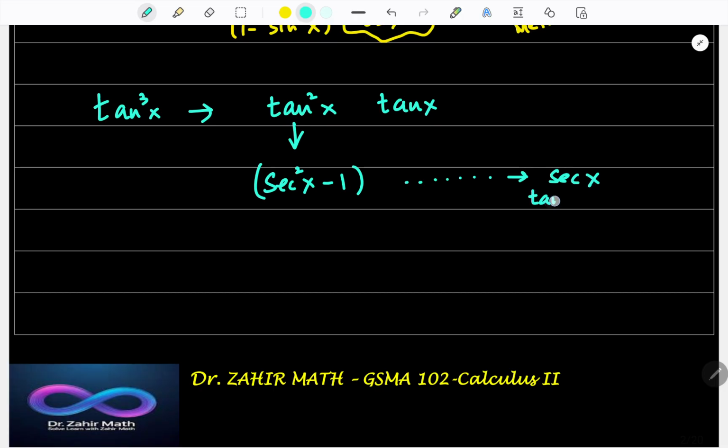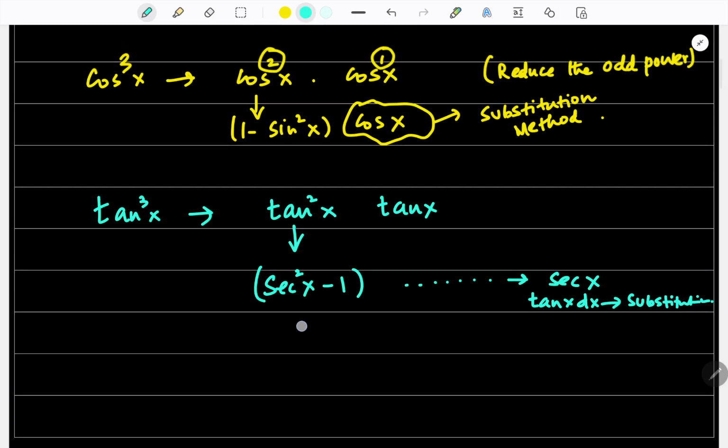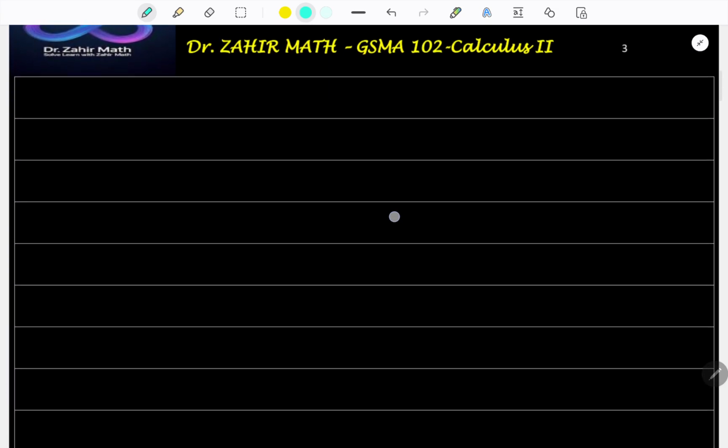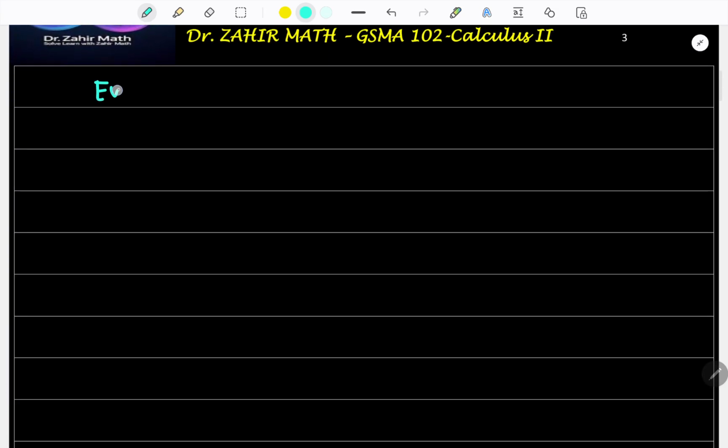Then your tan⁵x dx will go under substitution. Keep in your mind, this is the case when you get odd powers. These are the situations. Okay, teacher, when I get even powers, what should I do?